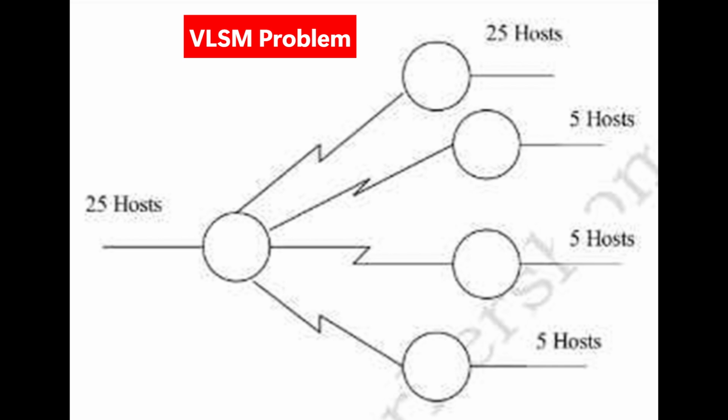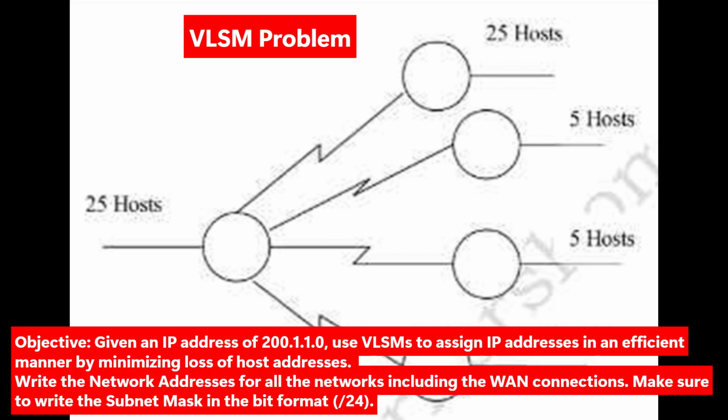Okay, and there is an objective: given the IP address 200.1.1.0, use VLSM to assign IP addresses in an efficient manner by minimizing loss of host addresses. Write the network addresses of all the networks including the connections. Make sure to write the subnet masks in bit form, like /24. This is the given IP, so you have to do VLSM according to the requirement.